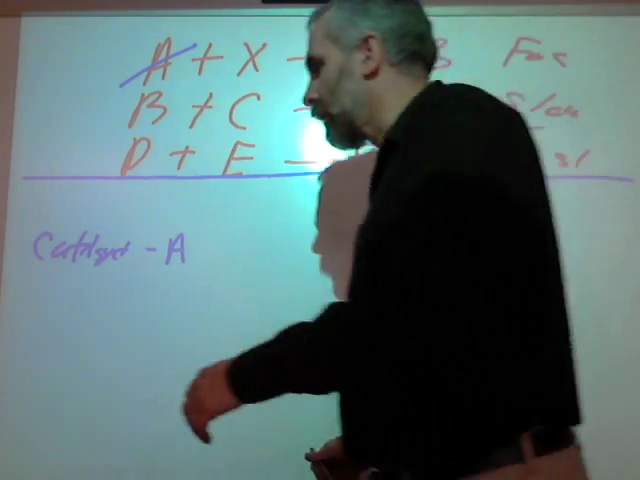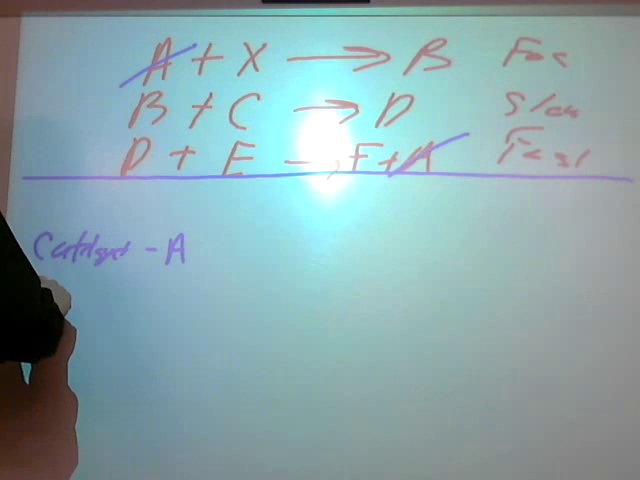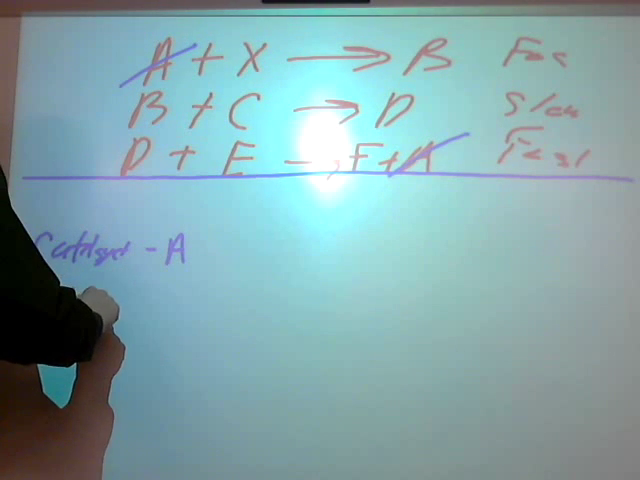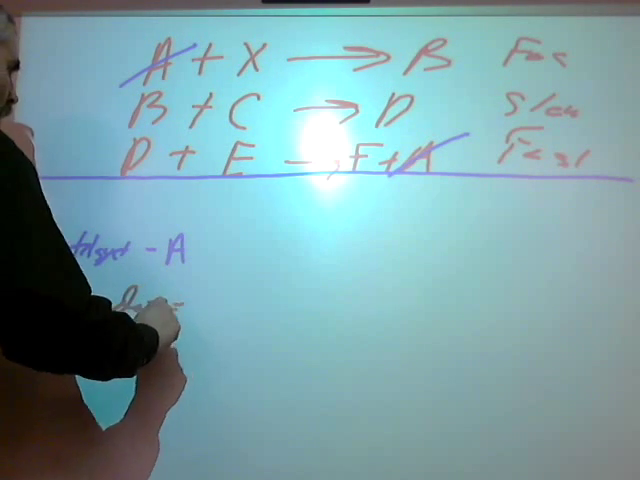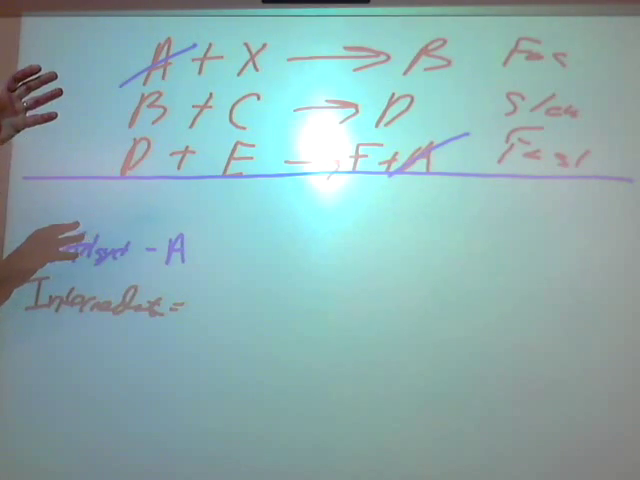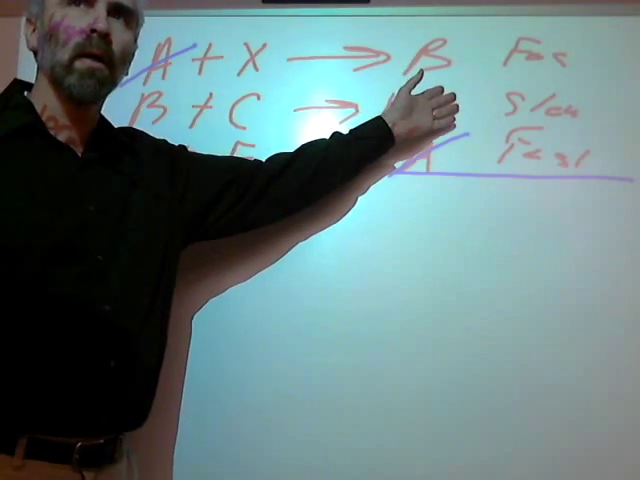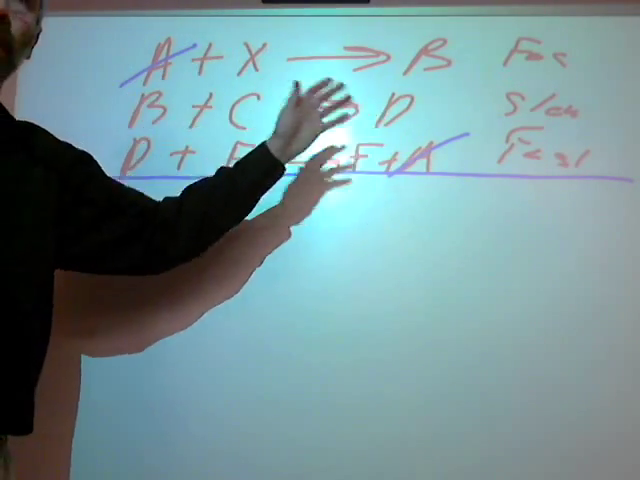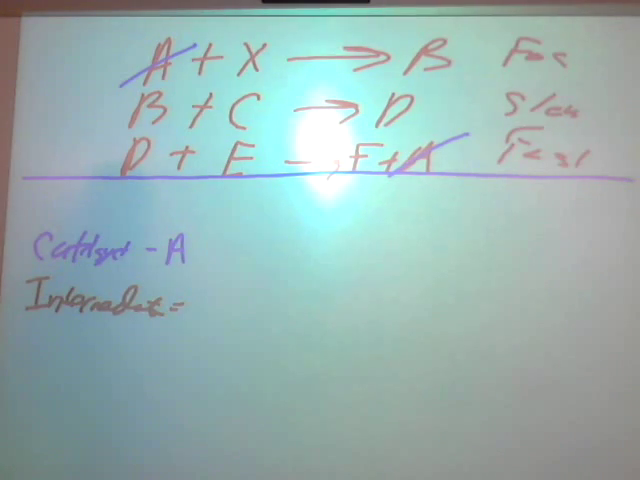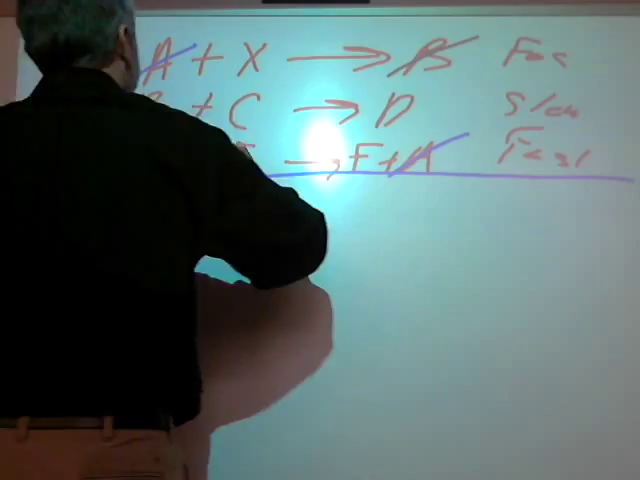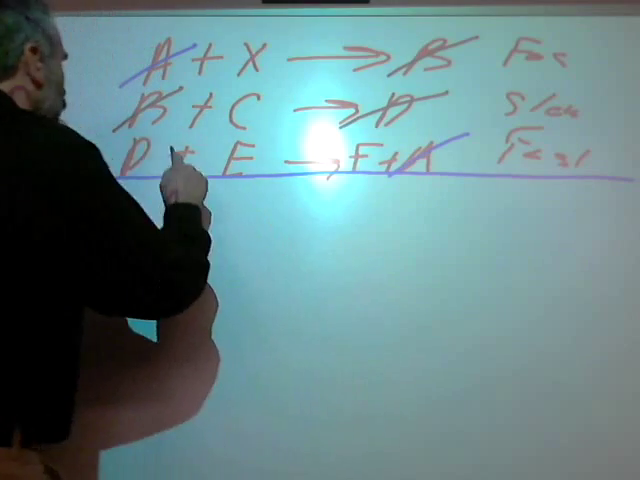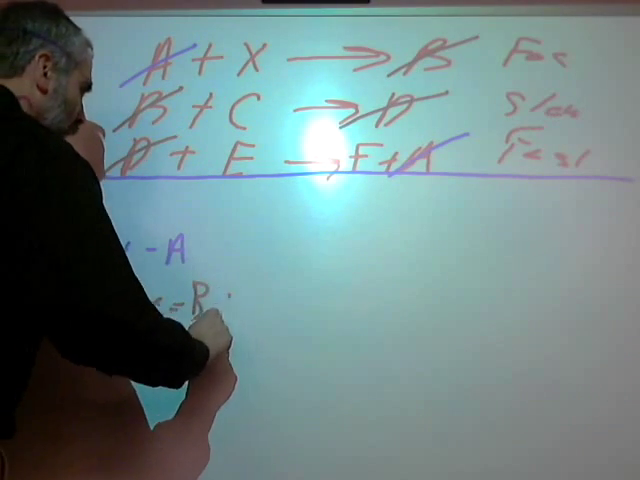Let's talk about the intermediates. Let's do those in black. The intermediates. Well, an intermediate is something that's formed and then used up. Formed and then used up. Do we have more than one intermediate in this case? Yeah. We've got B, that's an intermediate, and we have D, that's an intermediate. Right? So both B and D.